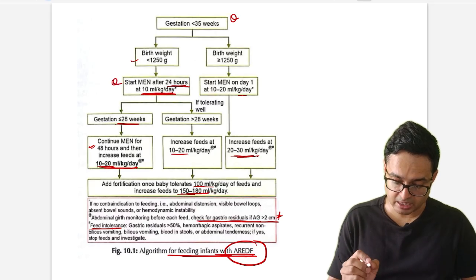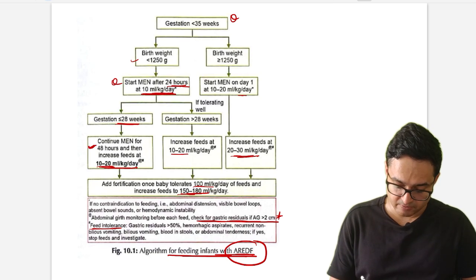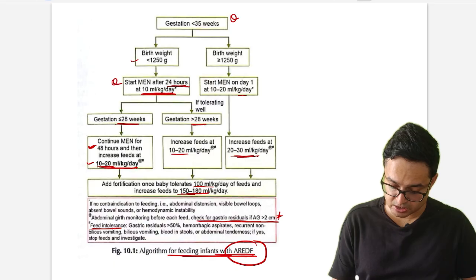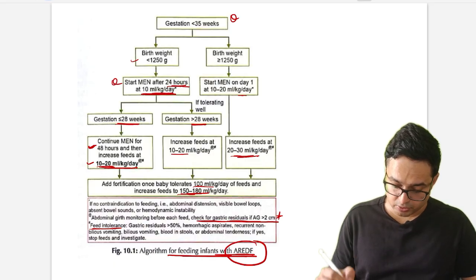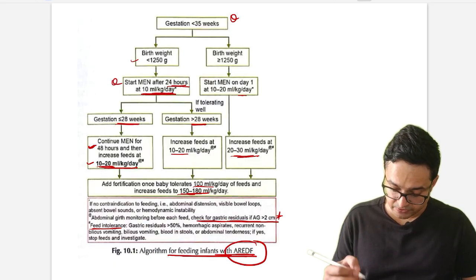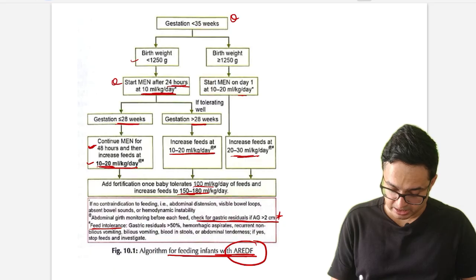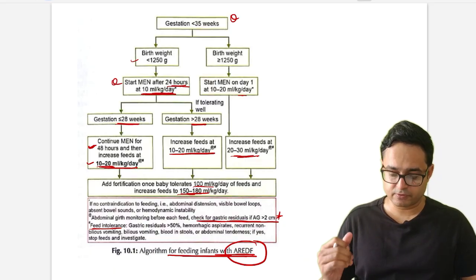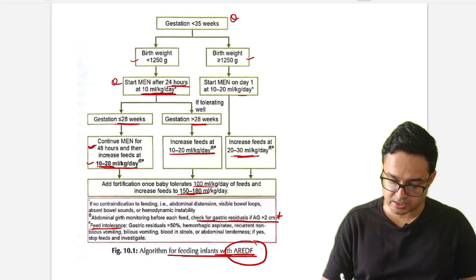Very much important. If gestation is less than 28 weeks, continue minimal enteral nutrition for 48 hours, then increase feed at 10 to 20 ml per kg per day. If gestation is more than 28 weeks, you can start increasing feed at 10 to 20 ml per kg per day.